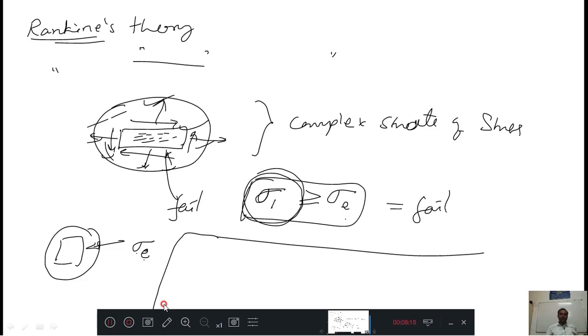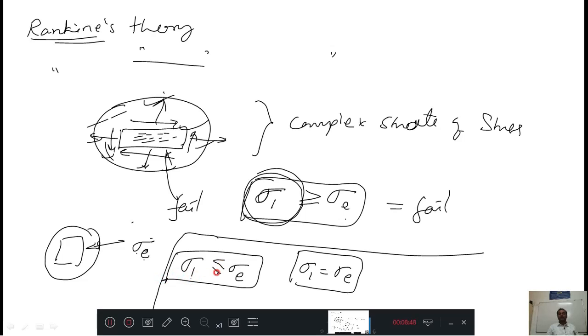For that, you need to keep that normal stress, sigma 1, always less than sigma E. Or if you want to design a diameter or some dimensions, then you can consider sigma 1 equal to sigma E and get the dimensions. If you are checking the safety, then sigma 1 should always be less than sigma E. This you should know. For a design purpose, I can consider sigma 1 equal to sigma E.